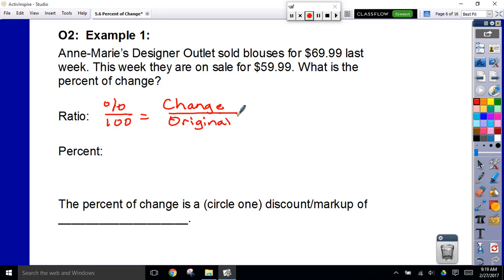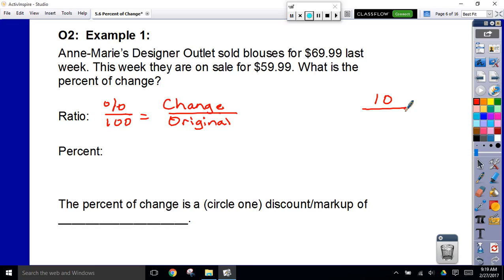Now, there's a little extra step. We can't just plug these numbers in. We need to know what was the change. So what was the change in price? If we went from $69.99 to $59.99, how much did that change by? Kaylin, 10. By $10. How did you get $10? Okay, good. So when you subtract $69.99 minus $59.99, you get $10. So that's the change. So you're subtracting the two numbers. So our change is 10.